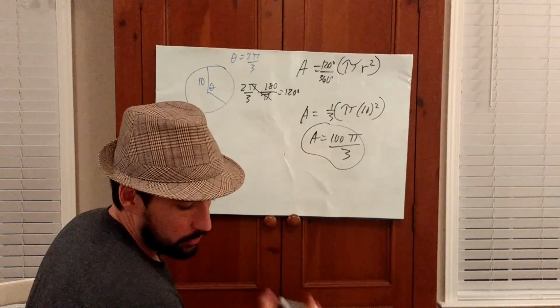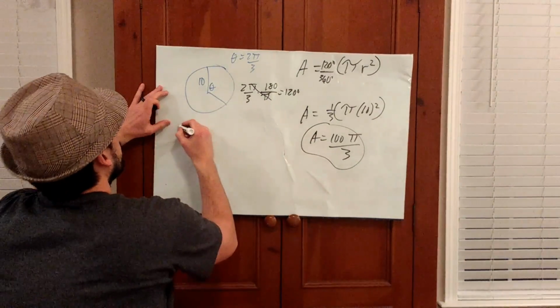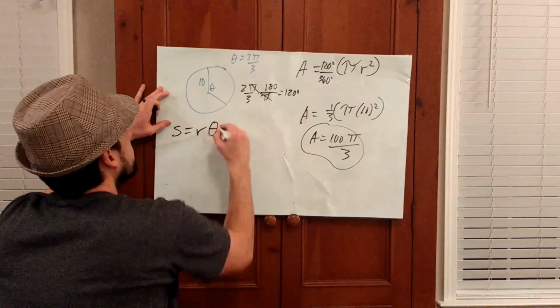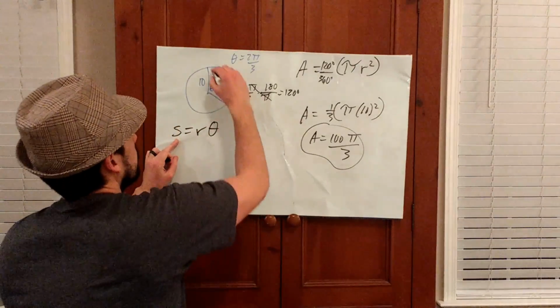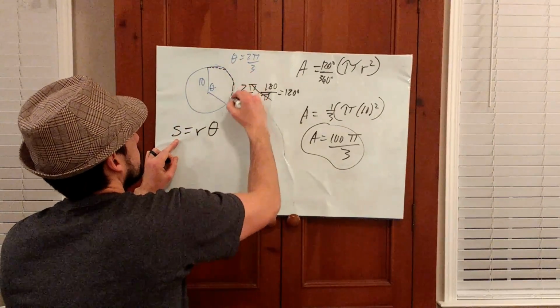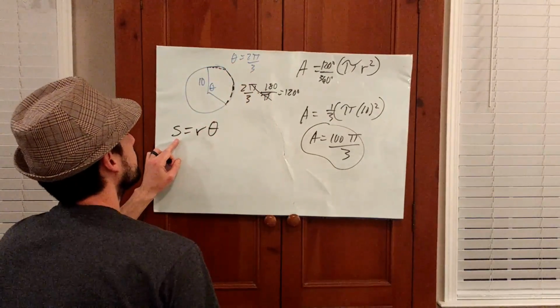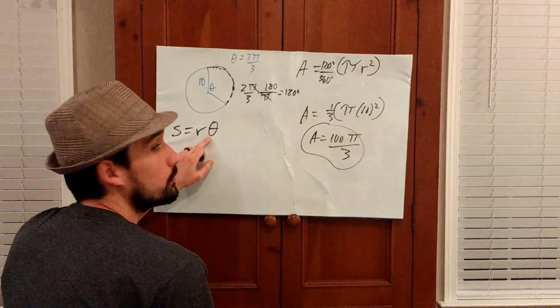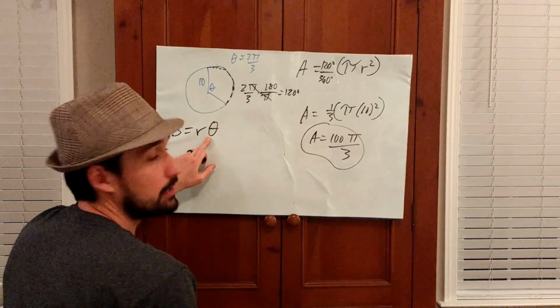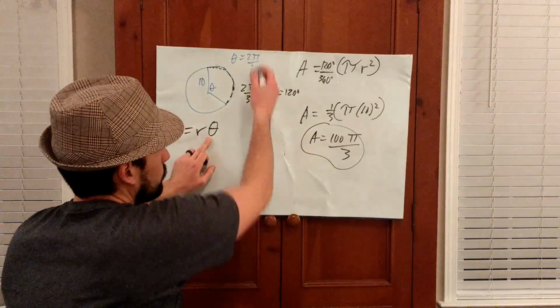Last one. What arc length applies here? So we have a formula here. I don't believe you'll be given this on the test. Sorry. S is the arc length, which is this distance here. How long is that curvy thingy? R is radius. Theta is the angle in radians. So lucky you and me, the angle was given in radians.